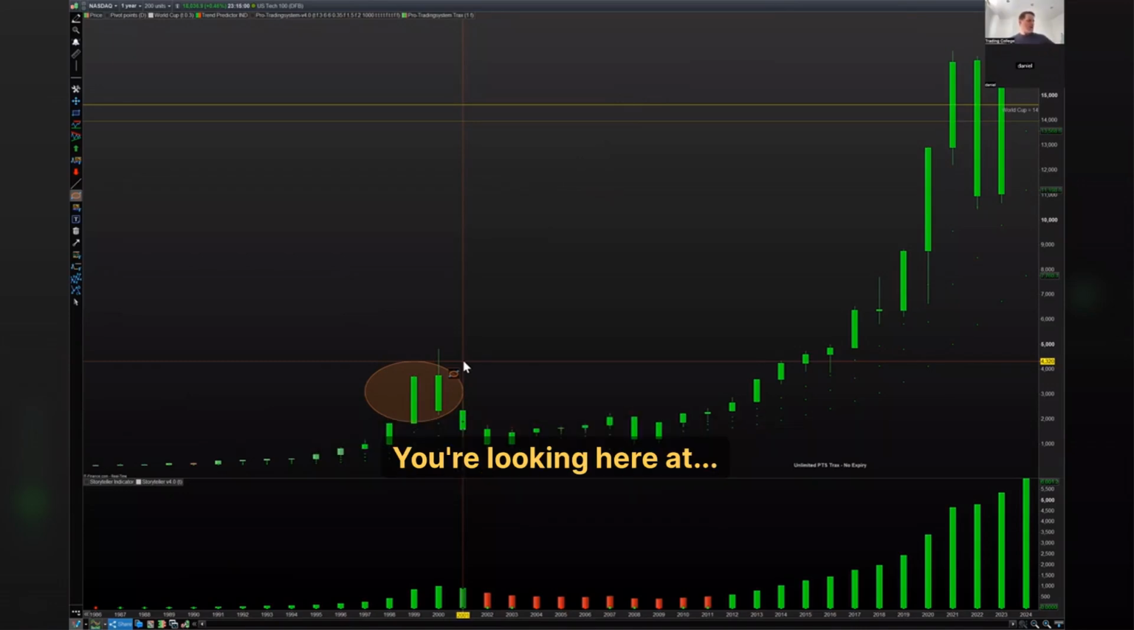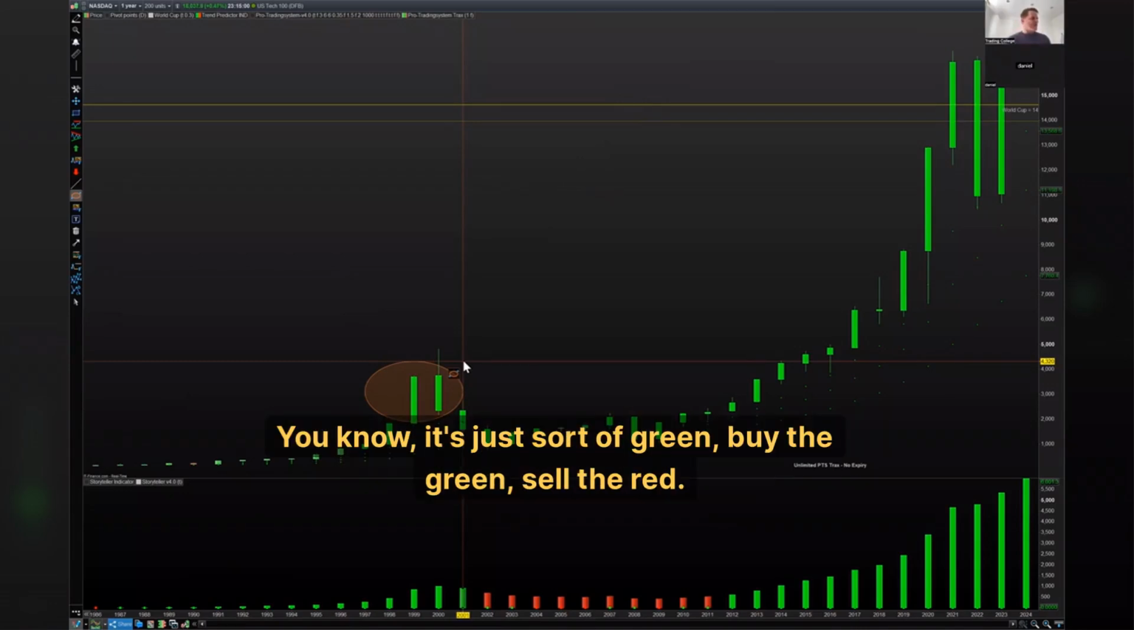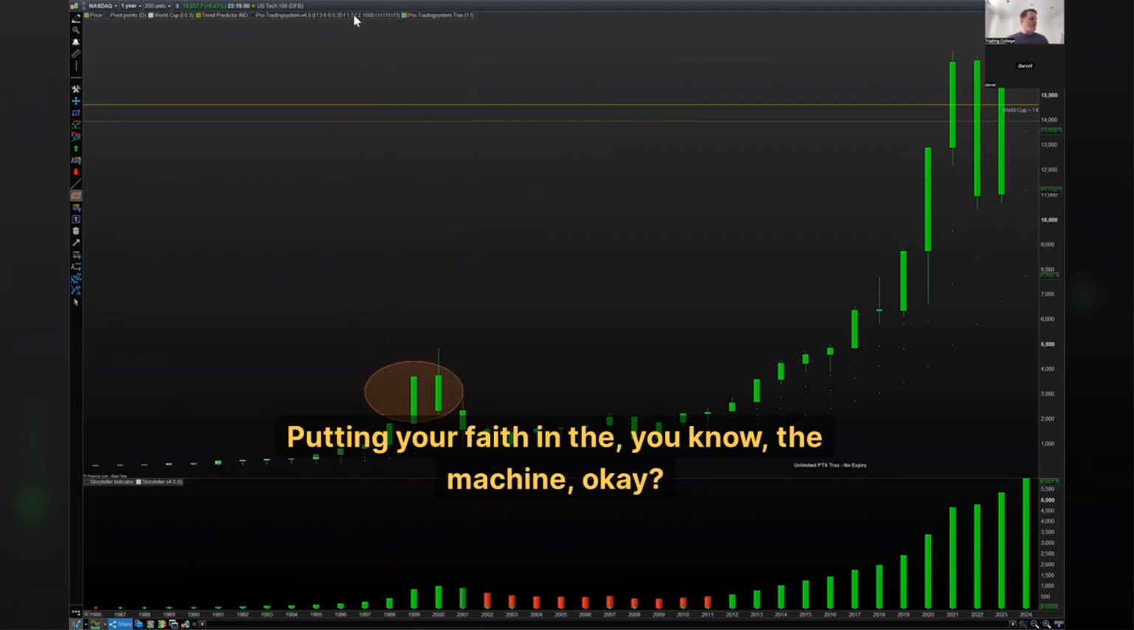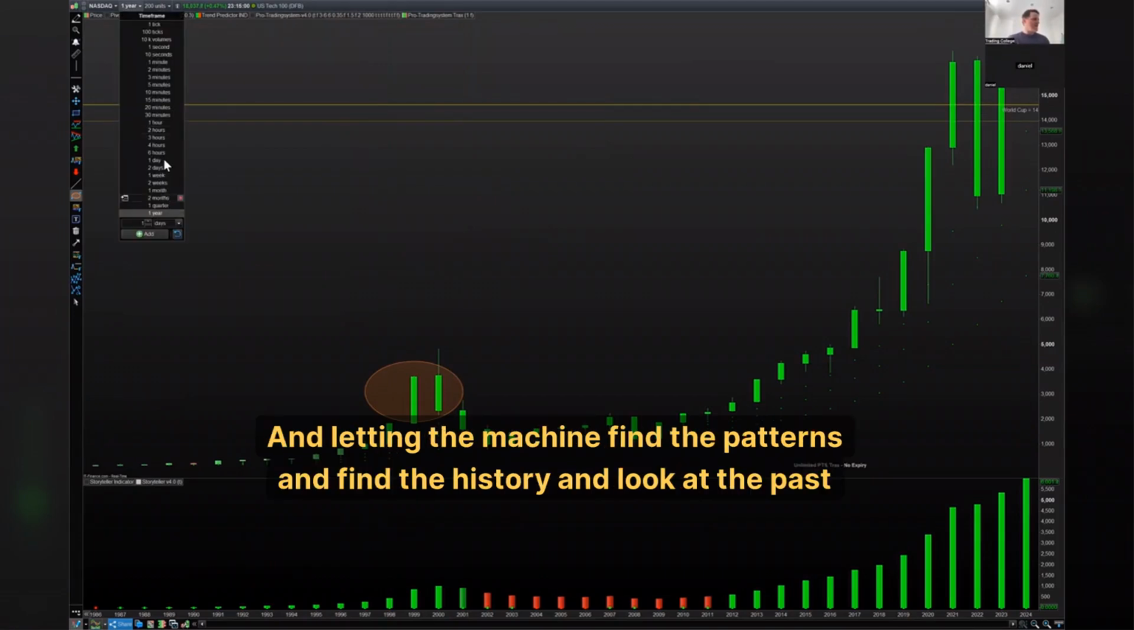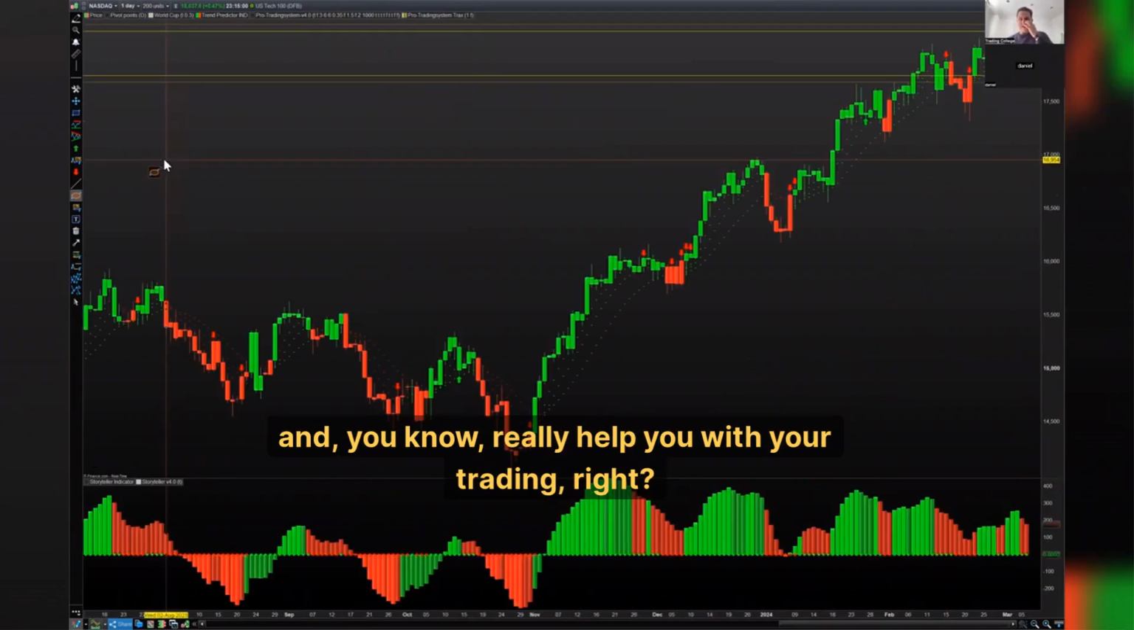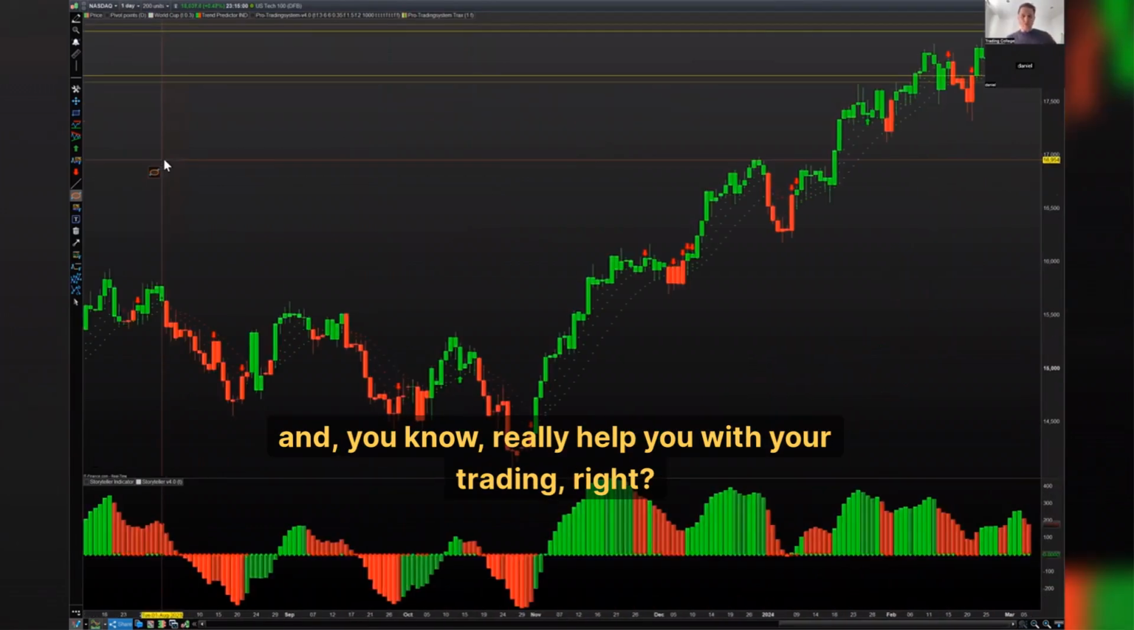You're looking here at Tracks. It's one of our new indicators. It's just green, buy the greens, sell the reds. Really quite simple. Putting your faith in the machine, and letting the machine find the patterns and find the history and look at the past and really help you with your trading, right?